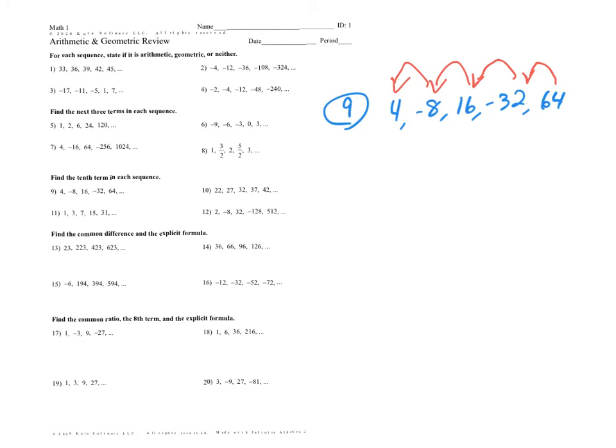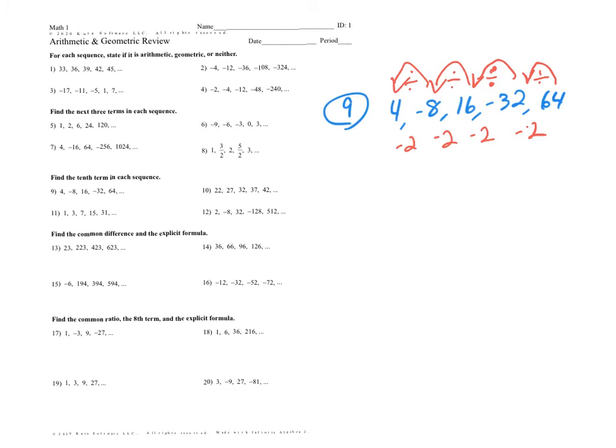So we do 64 divided by negative 32, we get negative 2. Negative 32 divided by 16, we get negative 2. 16 divided by negative 8, we get negative 2. And negative 8 divided by 4, we get negative 2. So on this one, it is division, and I did division first, mainly just to try to keep this video a little shorter, because I recognized it as a geometric.